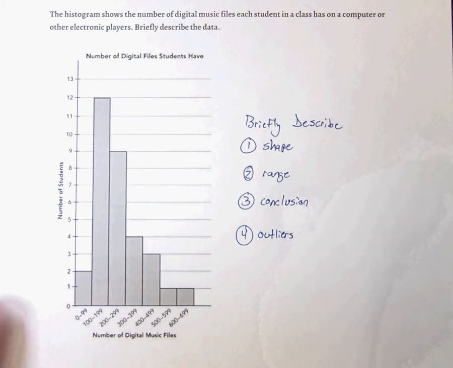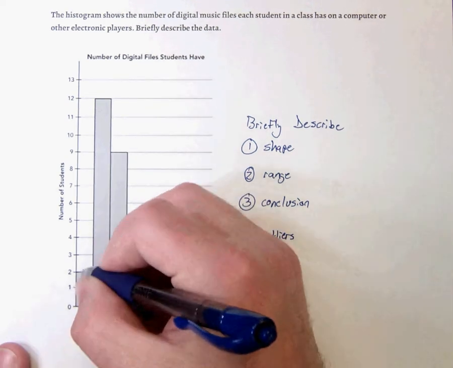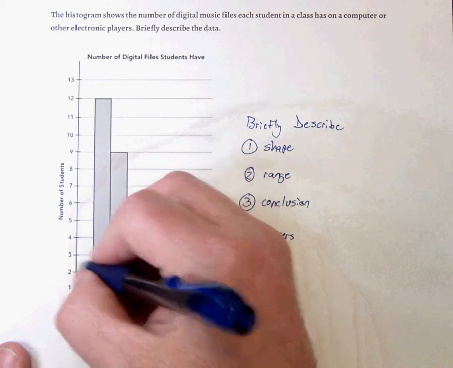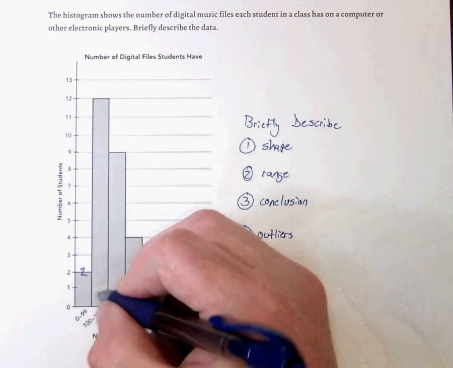All right. So first, shape. Let's identify. There are 2 kids that have 0 to 99 digital music files. Not very many. I have like 2,000 on my iPhone. Actually, no, I think I have 3,000. Way too many. How many kids have 100 to 199?